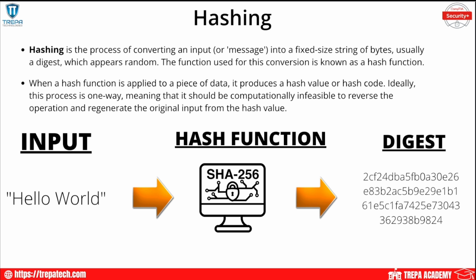So a hash or hashing is the process of converting an input into a fixed size string of bytes, usually a digest, which appears at random. Just from that definition, probably a little hard to comprehend, right? What we're essentially saying here is that when you take input, so you take data, you take a message, and you apply a hash function to it, you're not converting that input to ciphertext like encryption. All you're doing is creating a unique digest, a unique string of characters that now correlates back to that input.